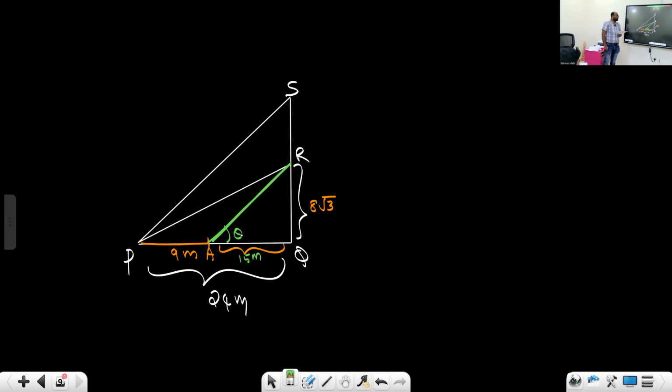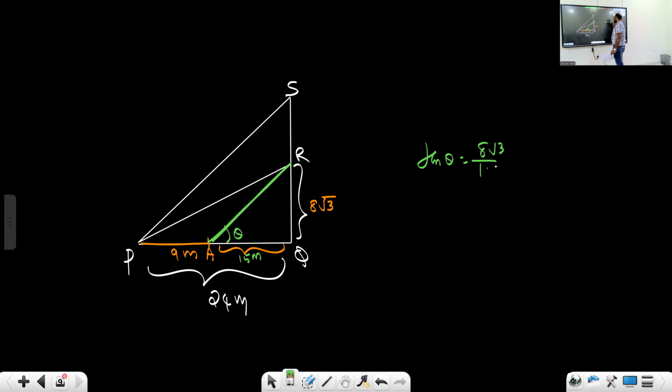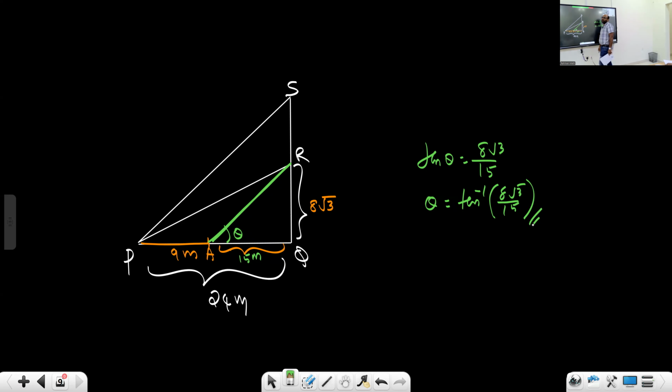From the figure, tan theta equals 8 root 3 by 15. You cannot simplify it. Any possibility? No. So only the option is a little advanced. When you take the inverse, tan inverse will come. Very rare chance to ask. Just write like that, otherwise you won't get a fixed answer for this. Just write theta.